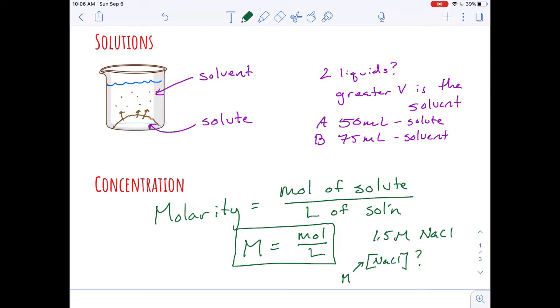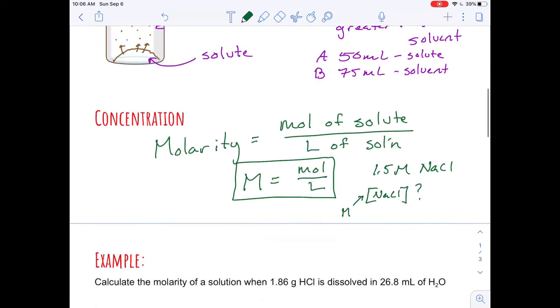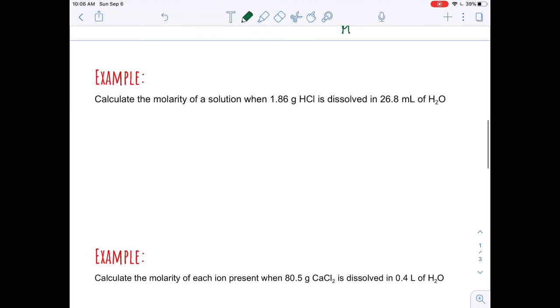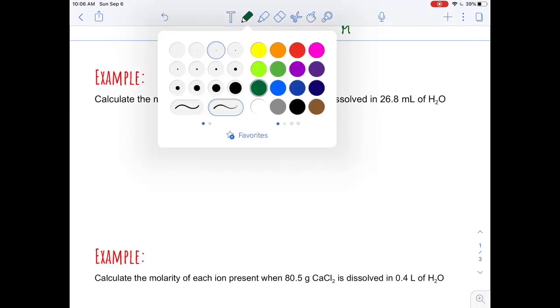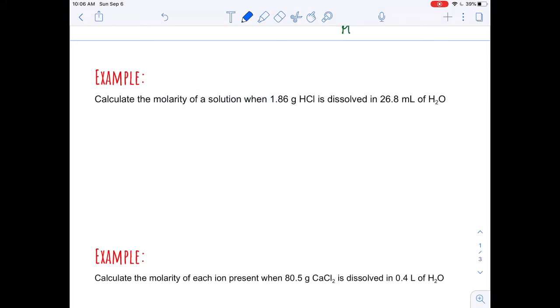Okay, so let's see how this works. My first example says: calculate the molarity of a solution when 1.86 grams of HCl is dissolved in 26.8 milliliters of water. The biggest thing is to always keep in mind that we have units to follow. When I see milliliters, I'm thinking probably liters. When I see grams, grams can always get me to moles. So let's take this a step at a time.